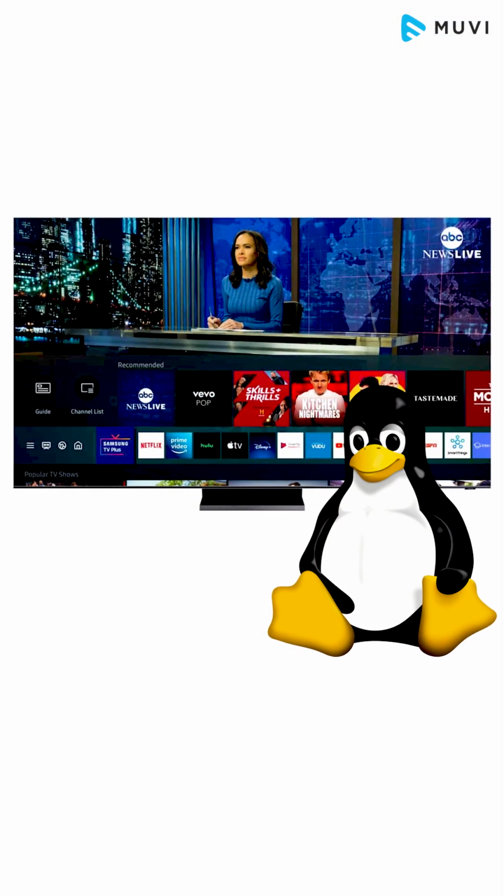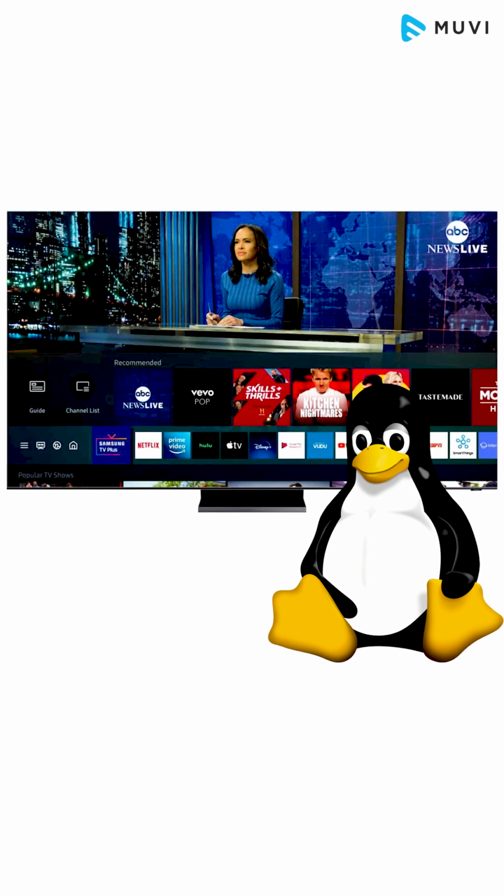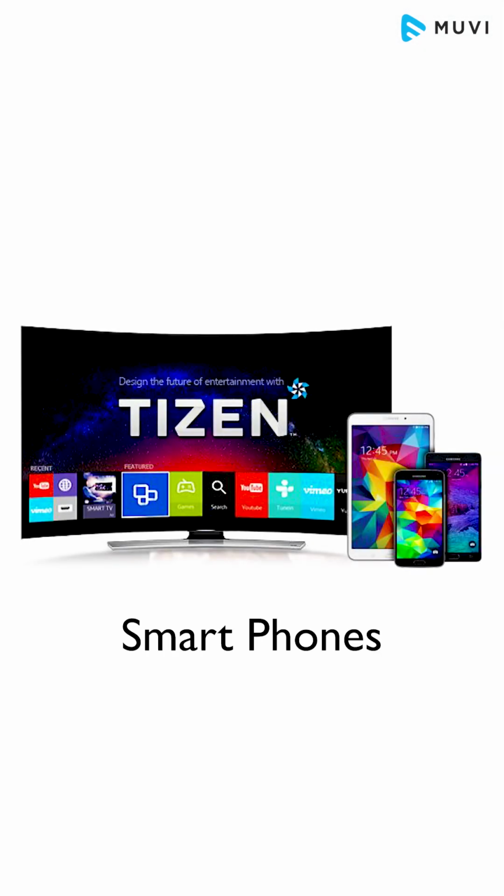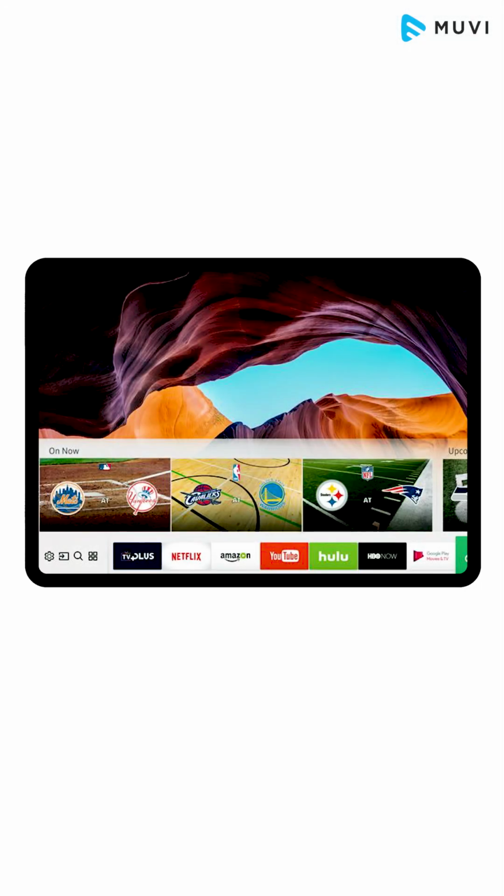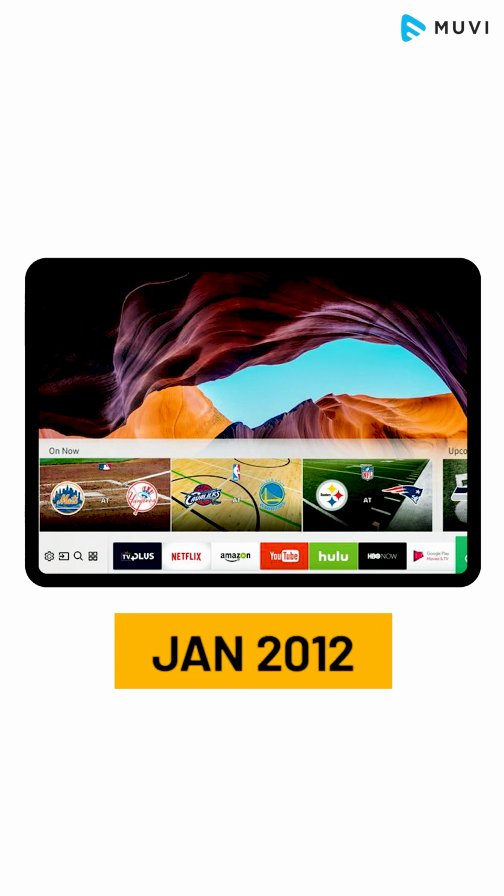So let's get started. Tizen is a Linux based operating system which is very popular that not only supports Samsung TV but a range of other devices as well, such as smart mobiles, PCs and tablets. Tizen was mainly developed and used by Samsung and was released in January 2012.